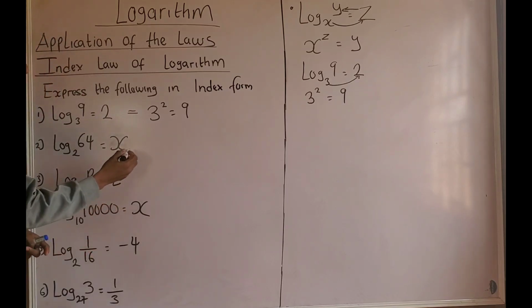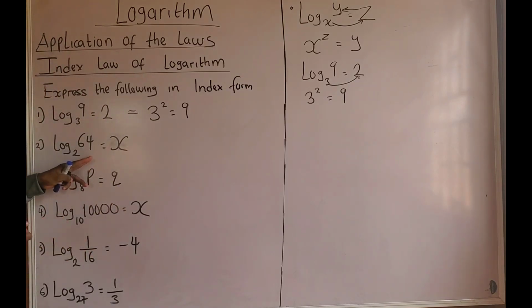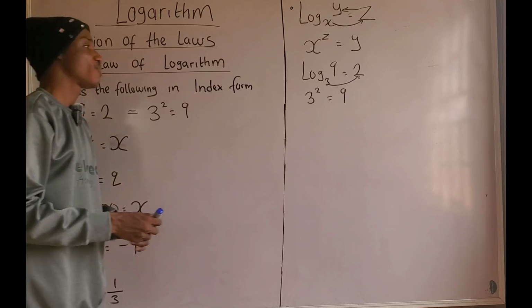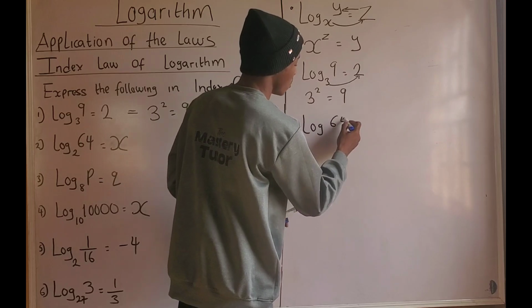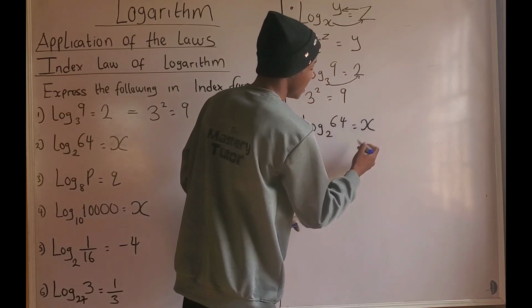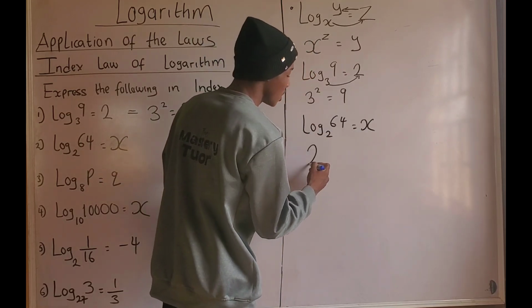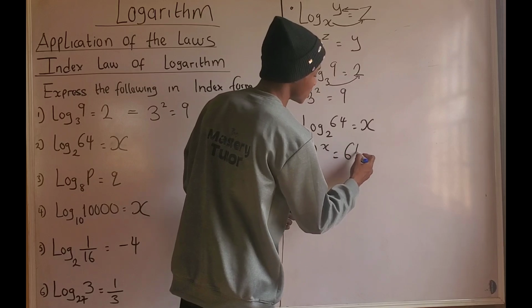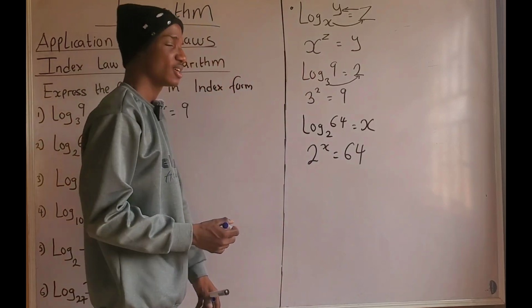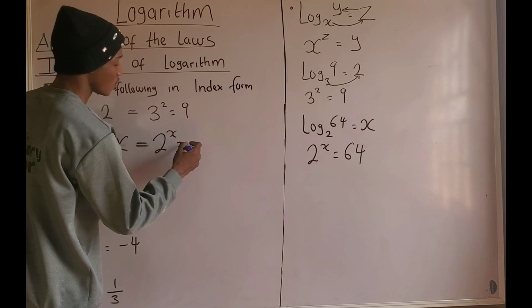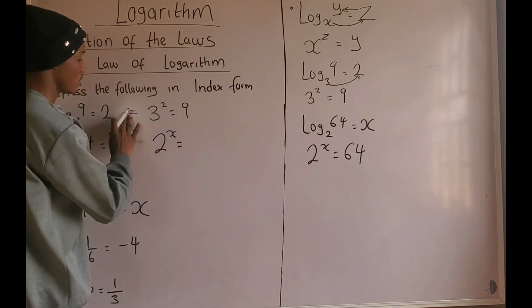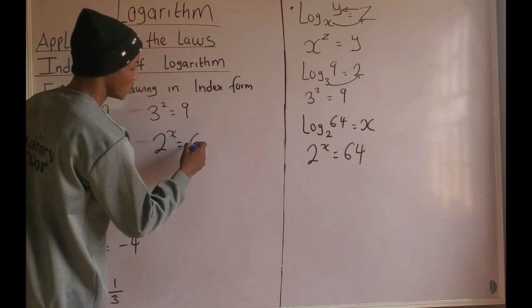Okay, let us look at the second question. We have log 64 base 2 equals x. We are asked to change this to index form. For this, I'm going to have log 64 base 2 equals x. In index form, I'm going to have 2 raised to the power of x equals 64. Do you understand? So the answer to this is 2 raised to the power of x equals 64.